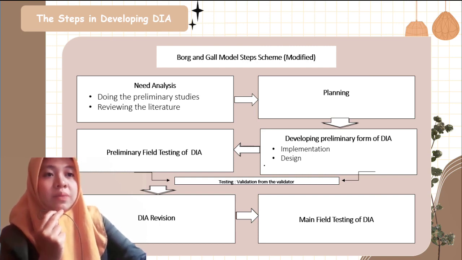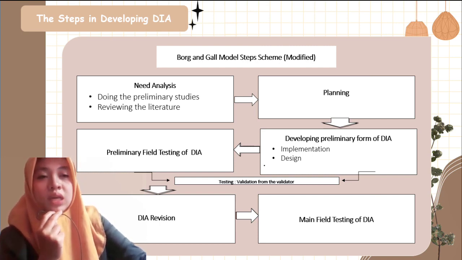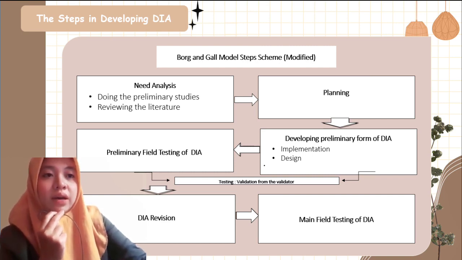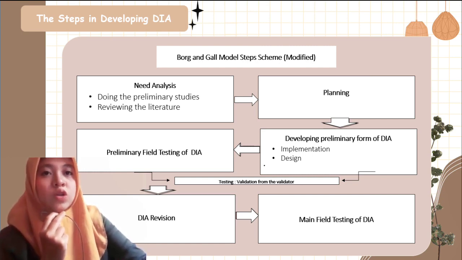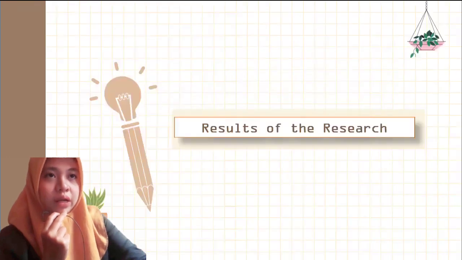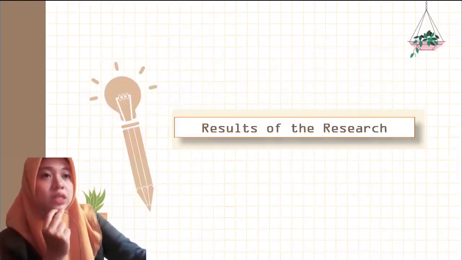And then next is preliminary field testing of DIA. We took 10 students to know the weaknesses of DIA, and then there is the preliminary field testing revision. After knowing the weaknesses, there are some improvements. And then the last one is main field testing of DIA, which takes a wider group of students. It took 33 students of junior high school in Cimahi in the 8th grade. And then next is the result of the research.